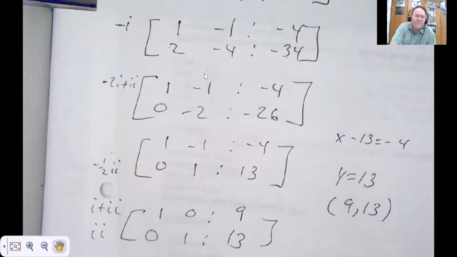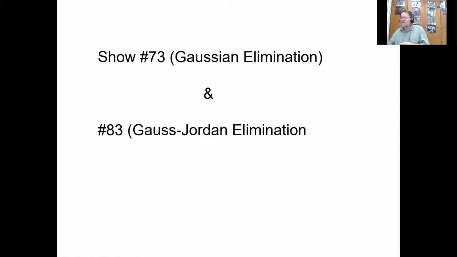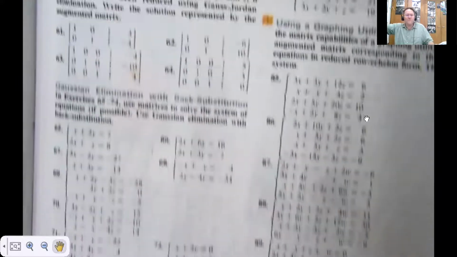All right, let's proceed to the next one, which is Gauss-Jordan elimination for a 3x3, using an augmented matrix this time. We get a new piece of scratch paper. And then we're going to do Gauss-Jordan elimination. So this is number 73 and number 83 in your book. Let me go to those. All right, so 73, ooh, it's a 4x4. Really? Beautiful. Here we go. Let's go to a 4x4.